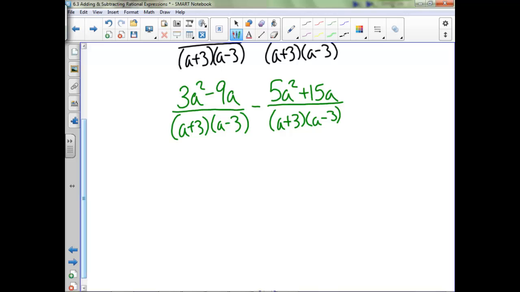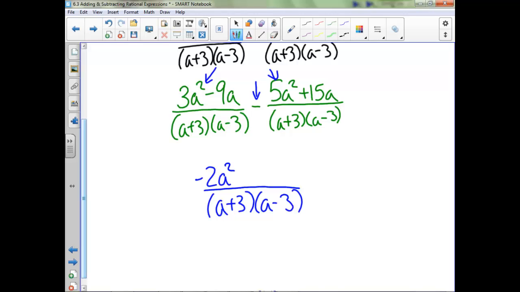Now let's combine our like terms. So we know our denominator is going to be a plus 3 times a minus 3. Our squared terms, we have 3a squared minus 5a squared. So we're left with negative 2a squared. And then we have negative 9a minus 15a. So we have negative 9 minus 15, or negative 24a.